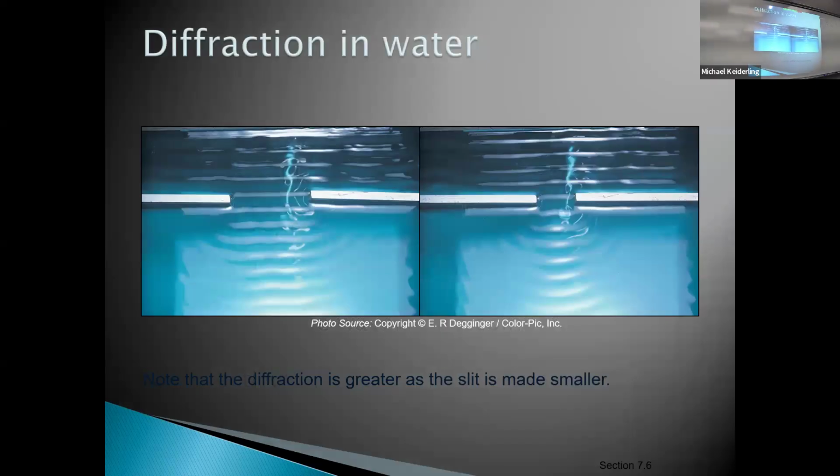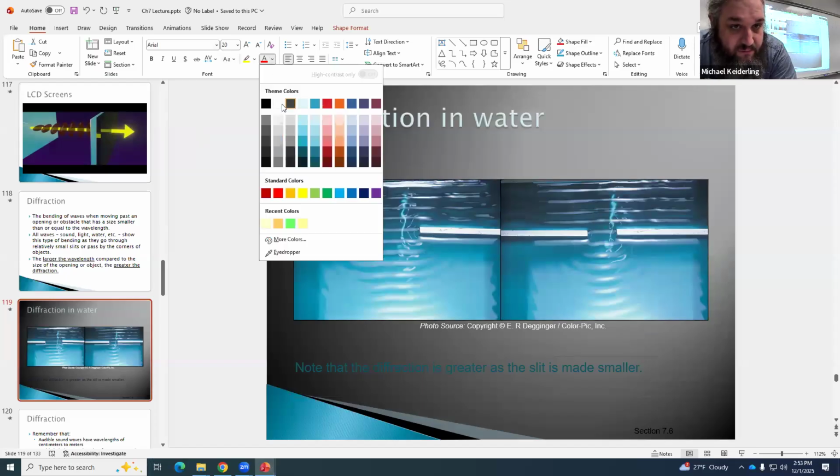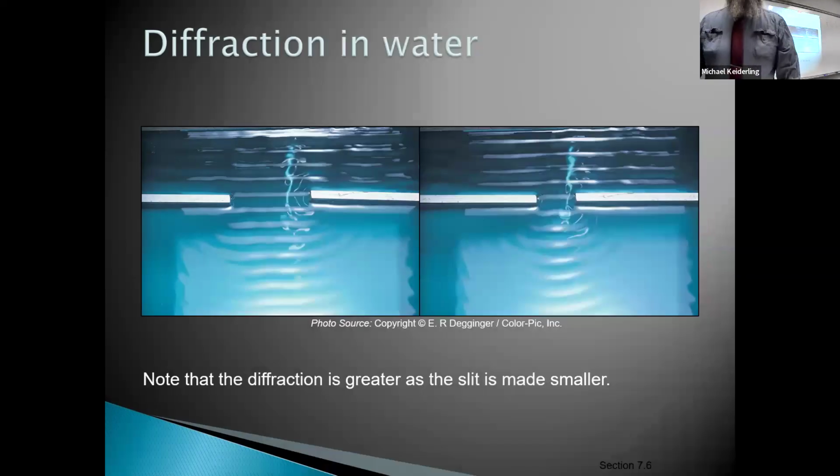So here's an example of diffraction, and it's the ratio of the gap to the wavelength. Here the diffraction is greater as the slit is made smaller. This is hard to see. Let me make this white so it's easier to see. The background got messed up. So you can see the diffraction is bigger when the slit is smaller, because it bends more with a smaller slit.